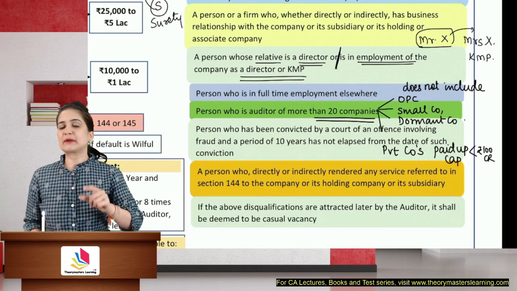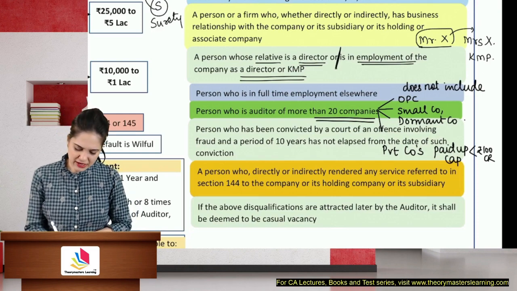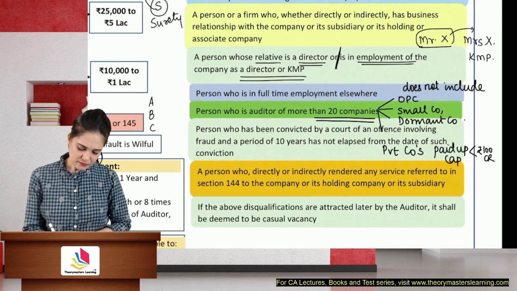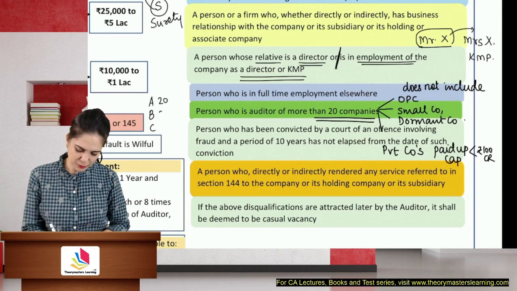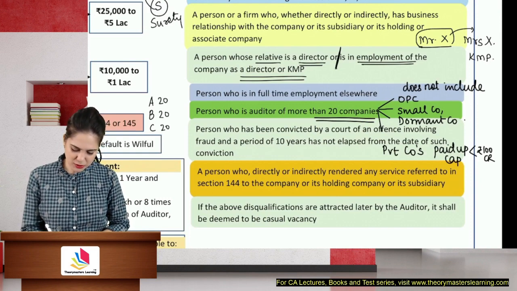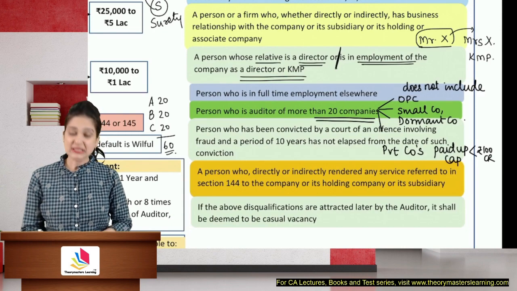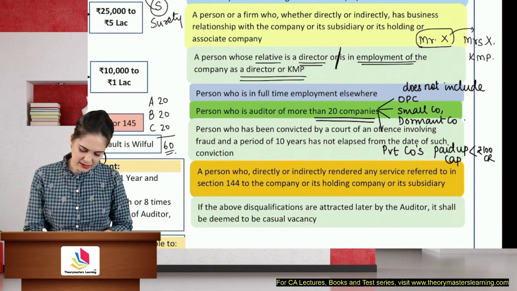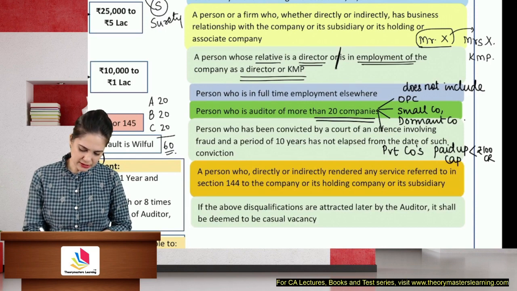Now, this limit applies to every person. So if I have a firm having 3 partners, A, B, and C, Mr. A can hold maximum 20, B 20, and C 20. So the firm can hold maximum 60 audits. Okay. Now, Mr. A is also an auditor in some.